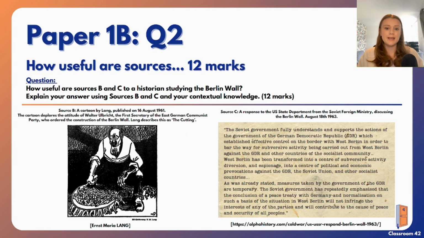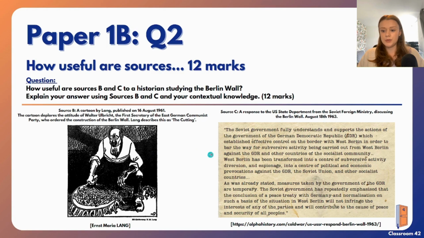Okay, so let's have a look at an example question and answer for this question type. Our question is, how useful are sources B and C to a historian studying the Berlin Wall? So already we know what our topic is going to be, it's the Berlin Wall. Explain your answer using sources B and C and your contextual knowledge. So again, the question's telling us what we need to have in our answer. We need to have content from both of the sources, but we also need to bring in our historical knowledge about the Berlin Wall.